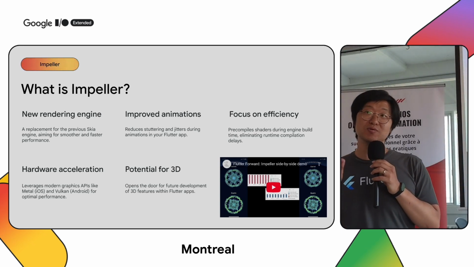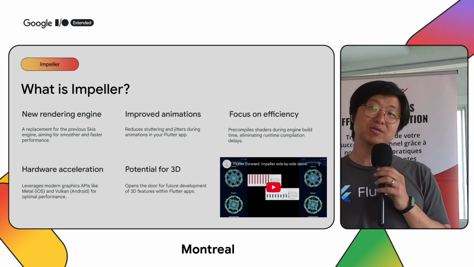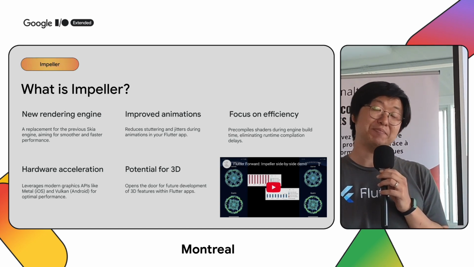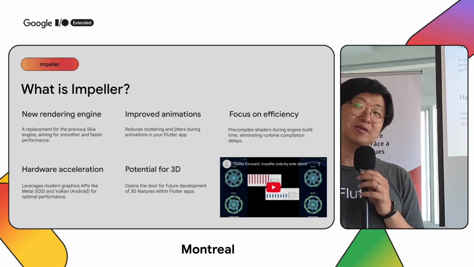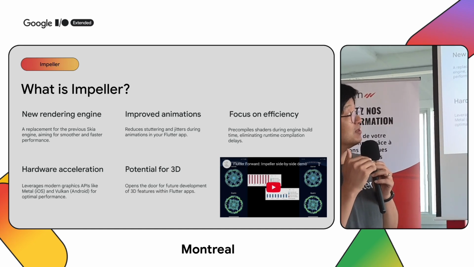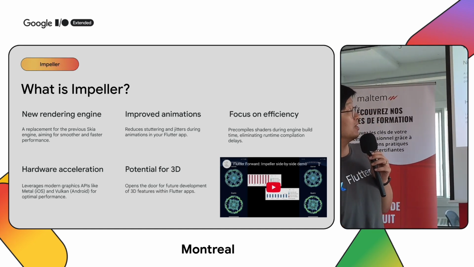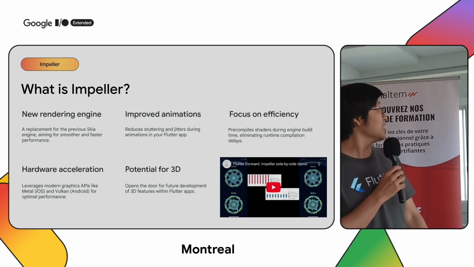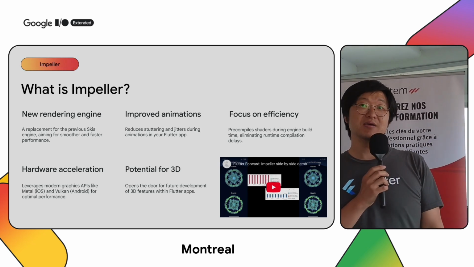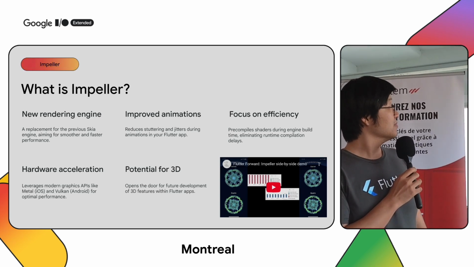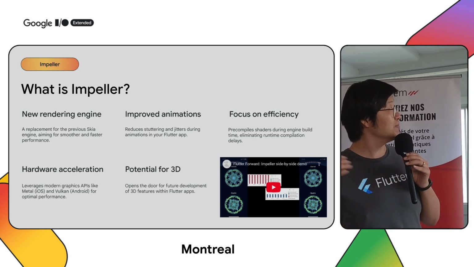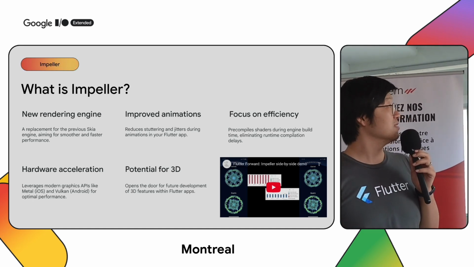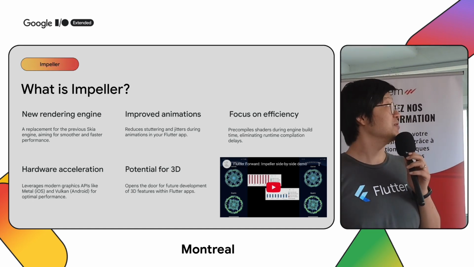What they do is pre-compile all the shaders. Normally, stuttering happens when a shader is compiling, right? So they pre-compile everything, which reduces the stuttering and performance issues. And they use hardware acceleration, so now they are using the Metal or Vulkan API to optimize it. Thanks to the performance update, Flutter is also adopting 3D. It's not ready yet, but 3D is coming to Flutter.